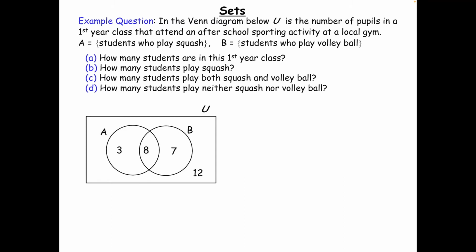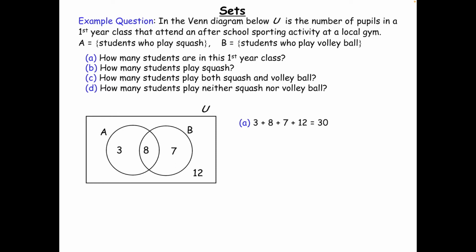In question A, we're asked, how many students are in the first-year class? To find this, we add up all of the numbers that are in our universe. This gives us 3 plus 8 plus 7 plus 12 equals 30.